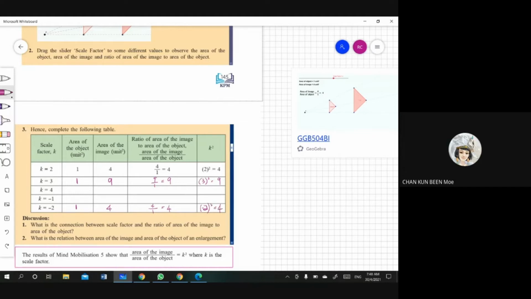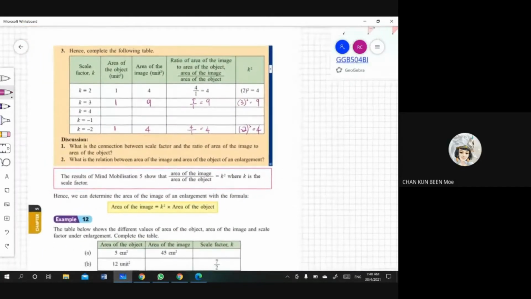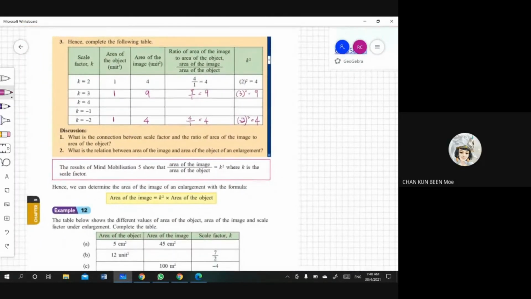So from here, they are related to the next formula that you are going to get, whereby the area of image is equal to k squared times area of object. So you can see the area of the image on this part is actually equal to k squared, which is 4, multiplied by the area of the object, 1. Or to make it easier for you to remember, you just compare with the scale factor that we have just now.